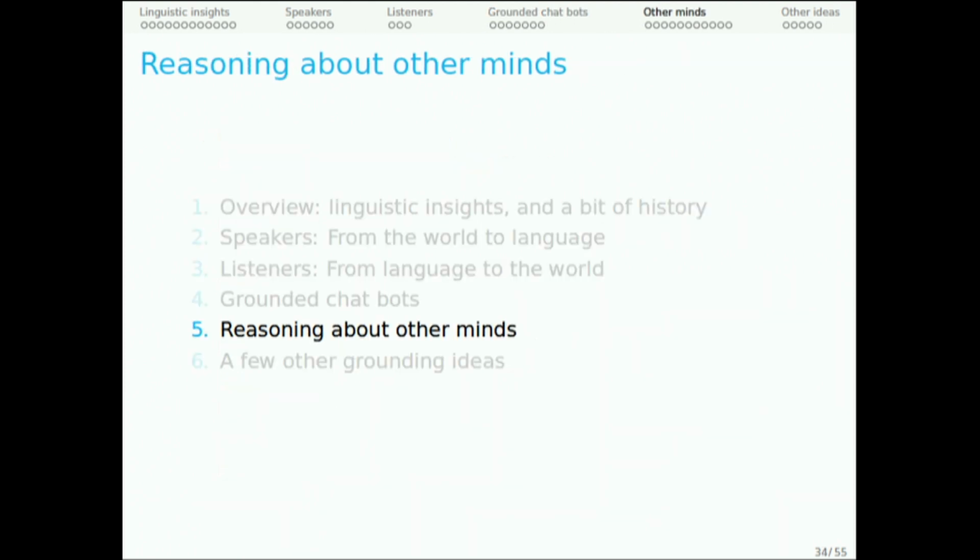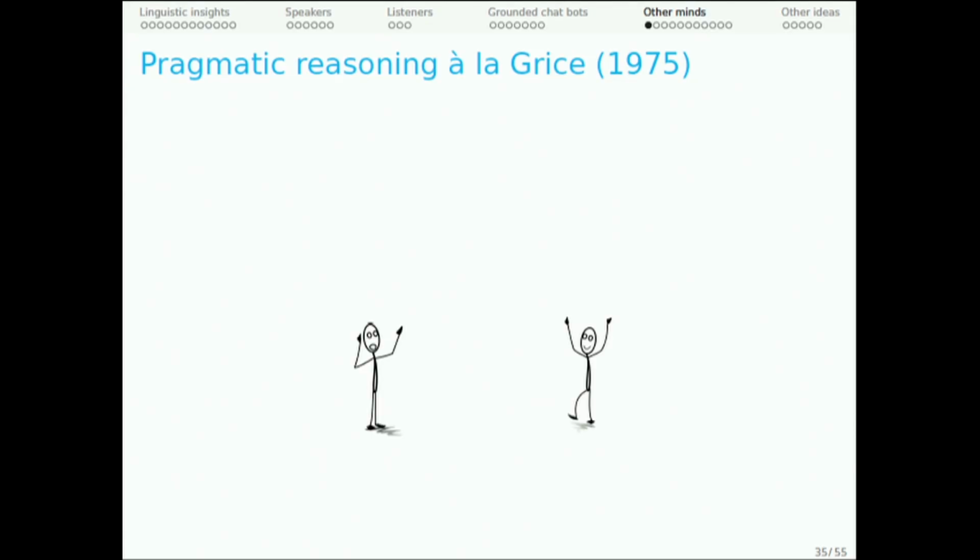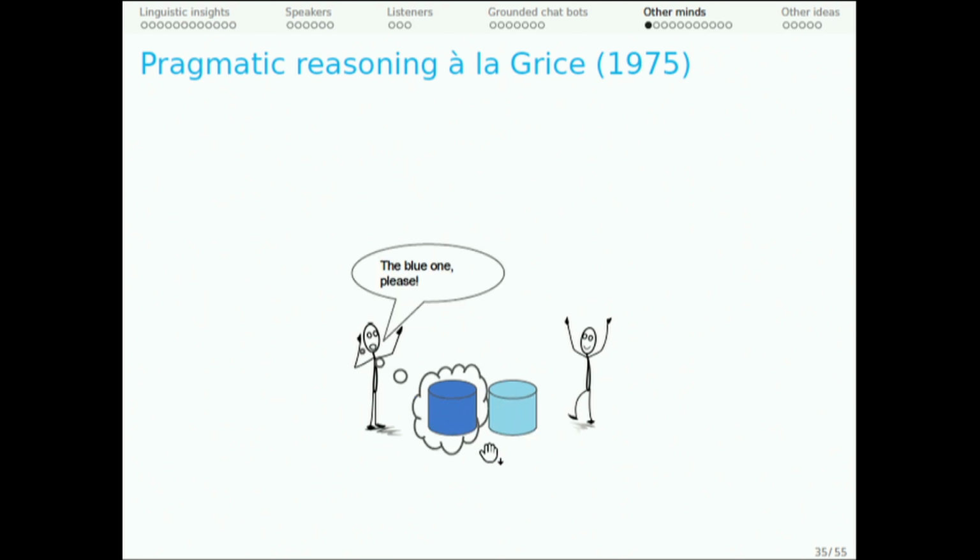Okay, last phase of what I wanted to do. I can at least give you a flavor for this. This is what I've called reasoning about other minds. Here's my little motivating example, which will remind you of Grice, if you've read Grice. So I have these two agents here, and just imagine that they're referring to these two cylinders. So this agent is going to say, "The blue one, please," and it has in mind this one on the left, this agent.